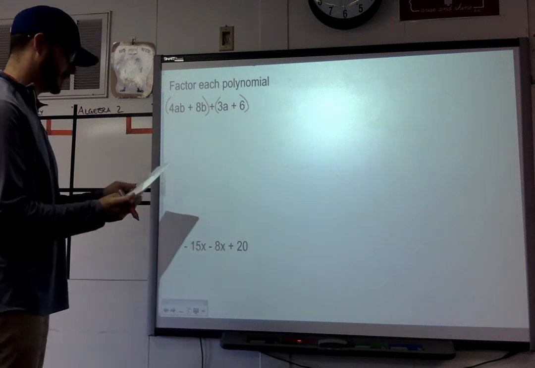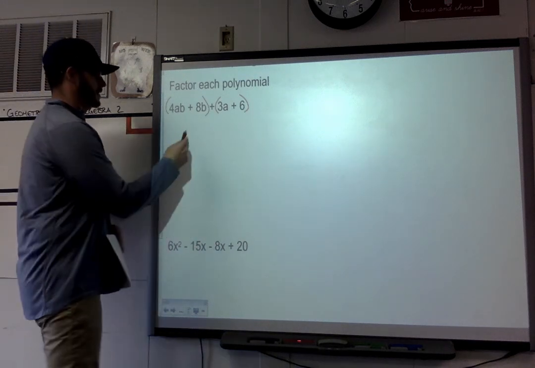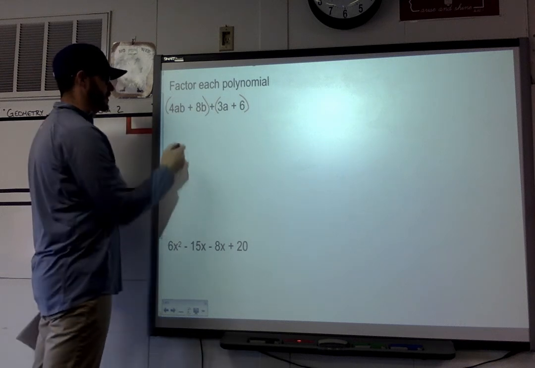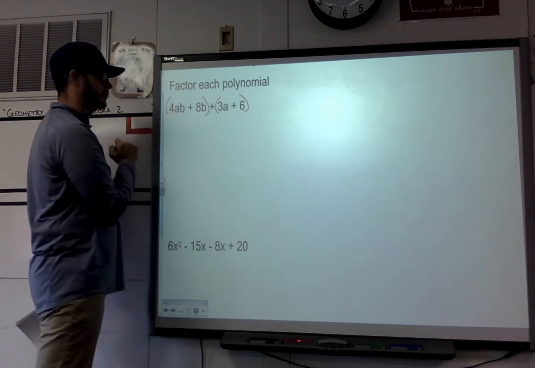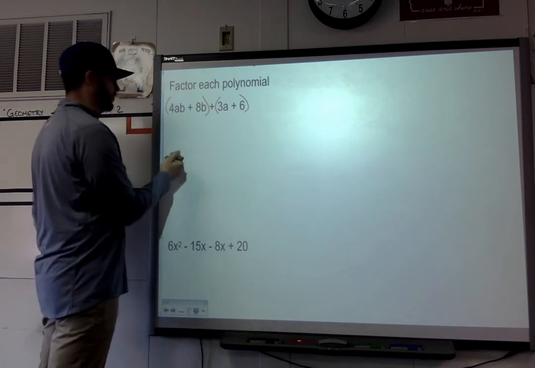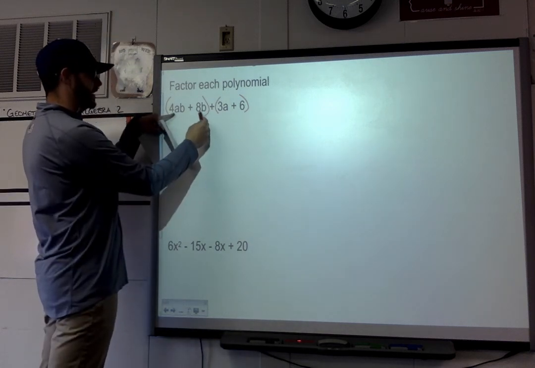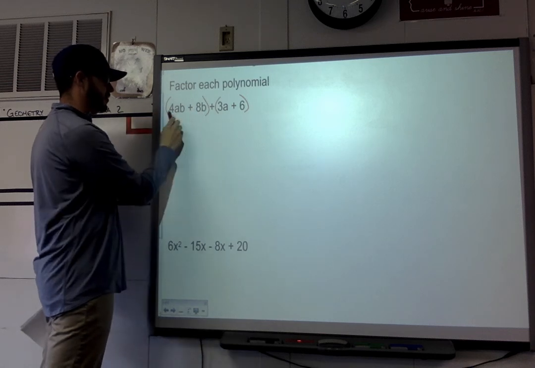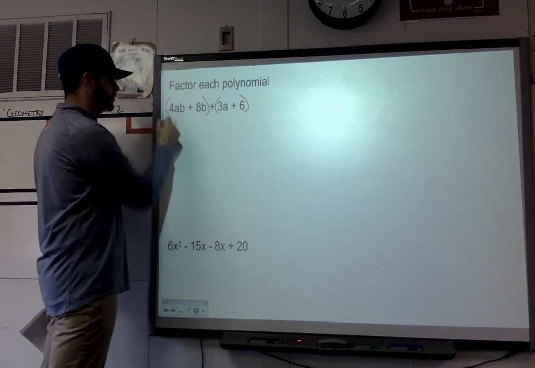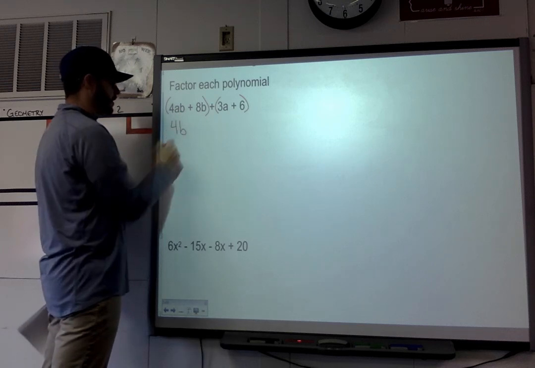So what we do here is we factor each group of terms separately. So 4ab plus 8b, we want to figure out what can we take out of that. So the greatest common factor between these two terms for the numbers is going to be 4. For the variables, they both share a b, so we can take that out.